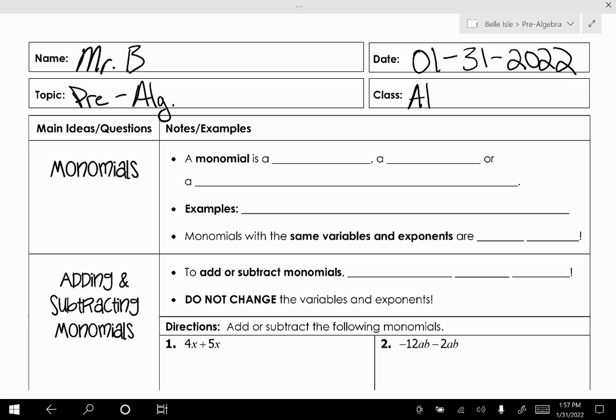Okay. This is A3. This is the 31st. This is pre-algebra. We are working on monomials. Yes, monomials. It is like a polynomial, but it's only. Y'all are about to really get into polynomials.